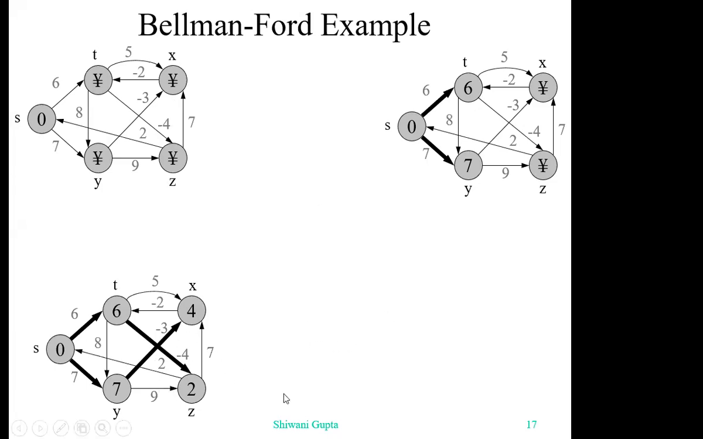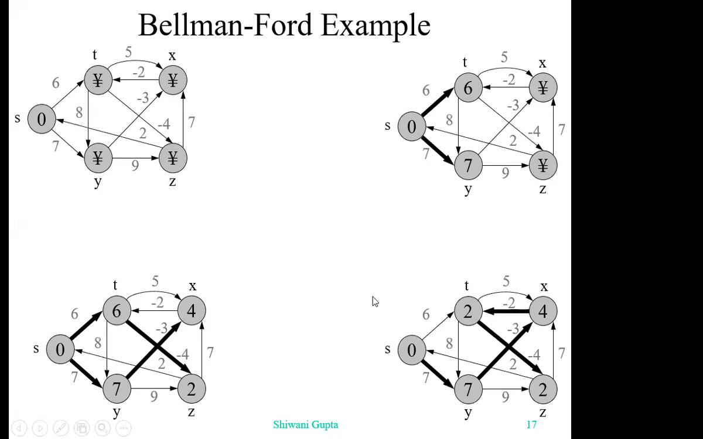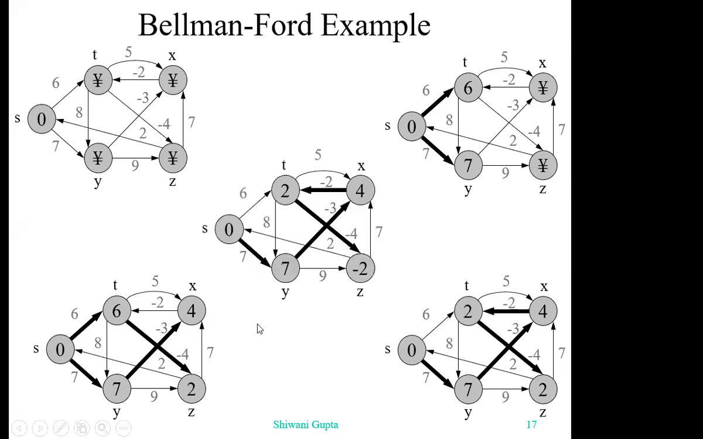Similarly, though we have iterated over all the vertices, these costs keep on reducing because there are negative weight edges. And we go on doing this till there is no further reduction in cost at these nodes. So this is how we are finding, from source S to every other vertex, the single source shortest path.